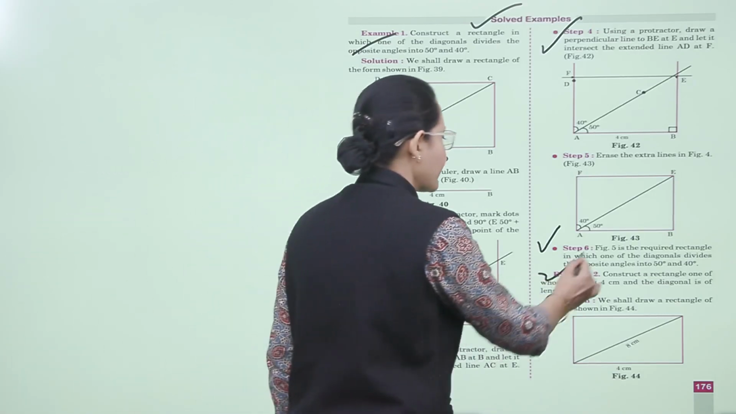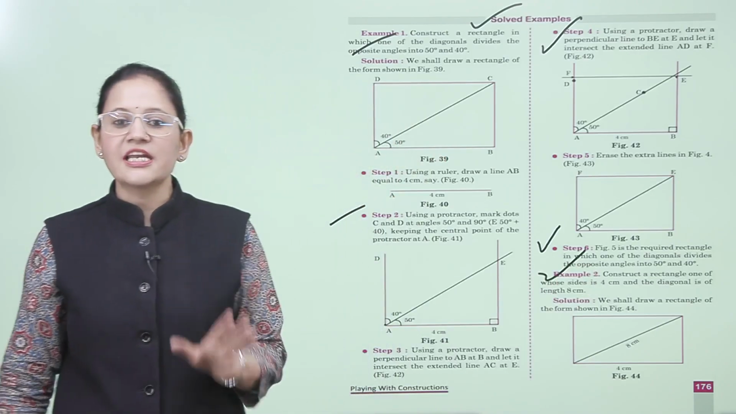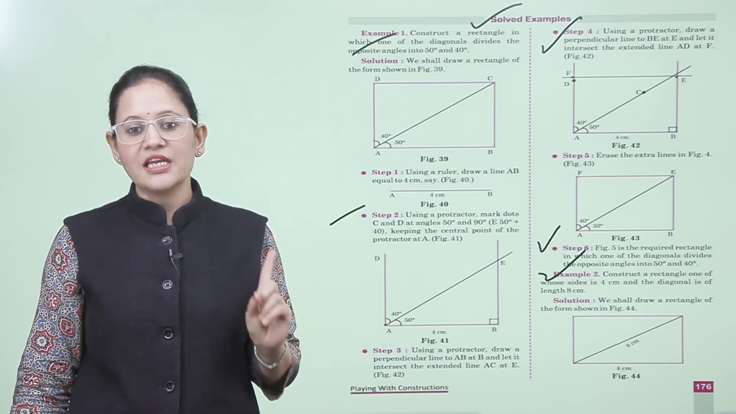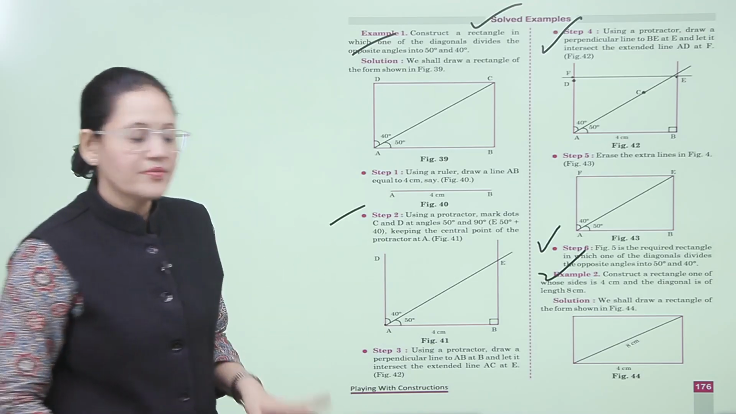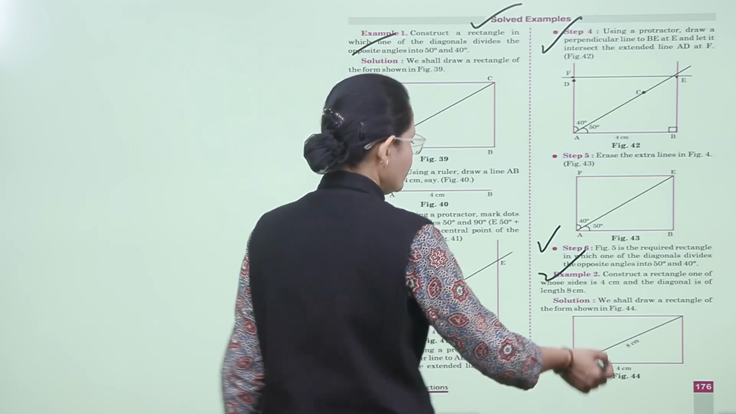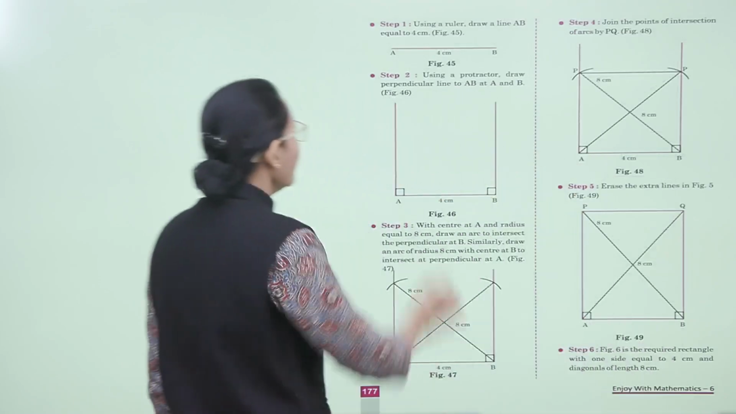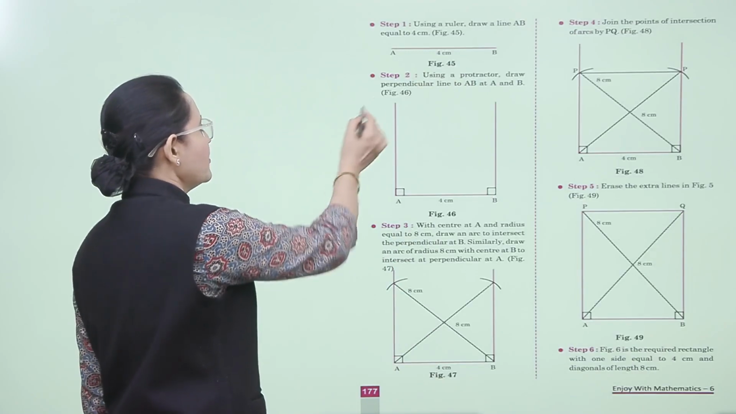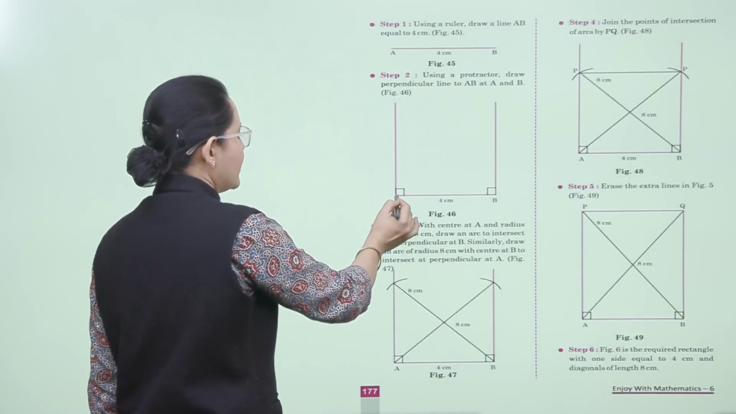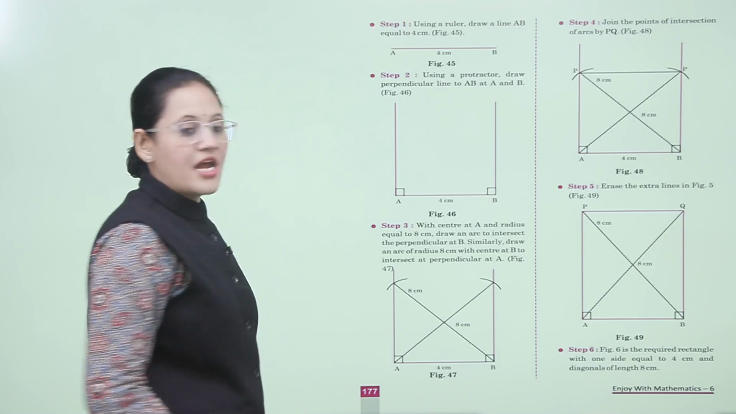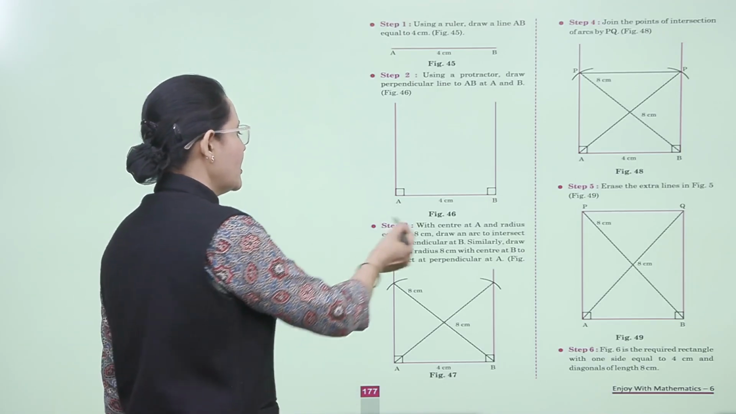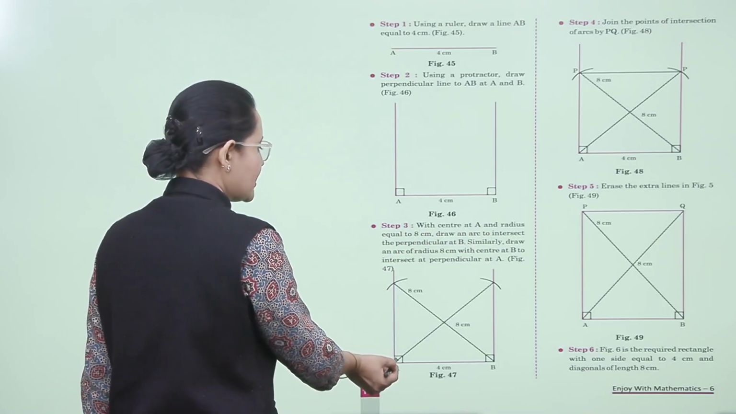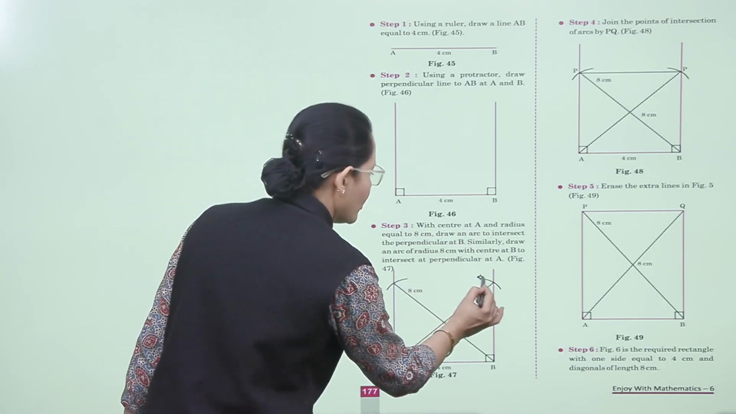Another example. We have to construct a rectangle, one of whose sides is 4 centimeter and the diagonal is of length 8 centimeter. So for that, what will we do? We'll draw a line segment of 4 centimeter, that is AB. Now using the protractor, we'll draw two perpendiculars at A and B. Clear? Now we will take A as a center and radius equal to 8 centimeter, and draw an arc.